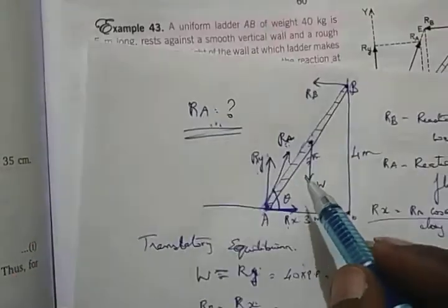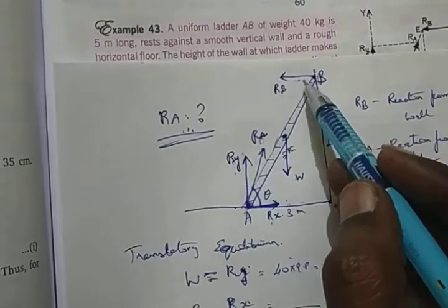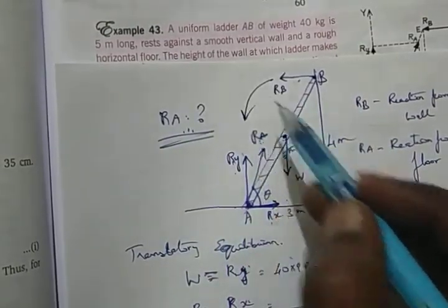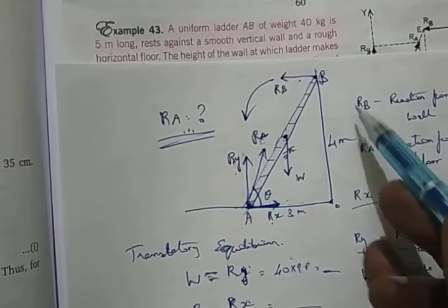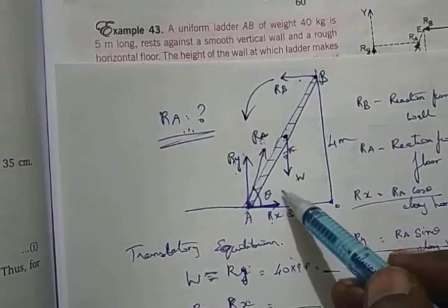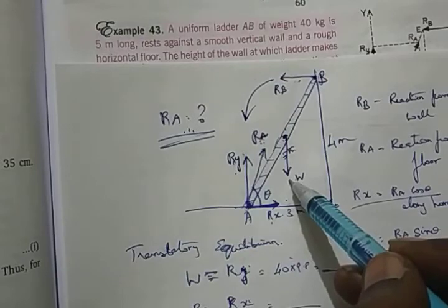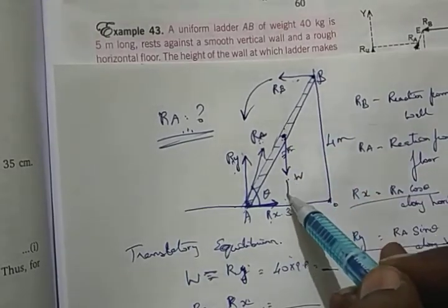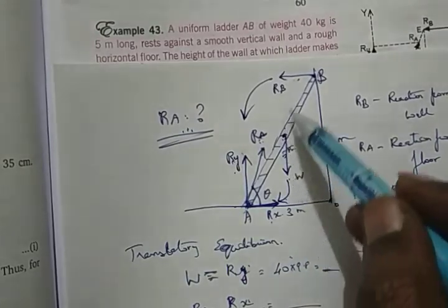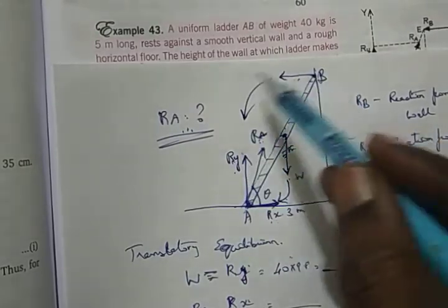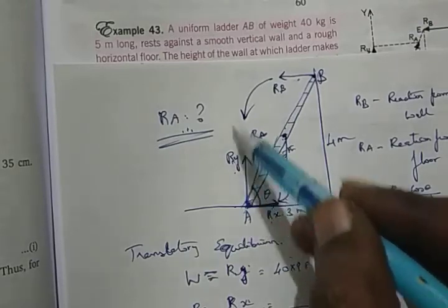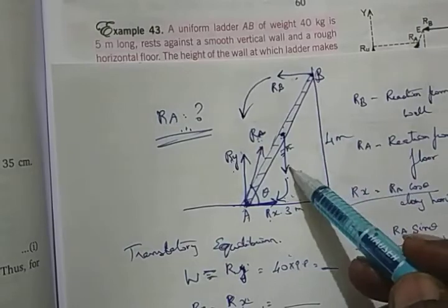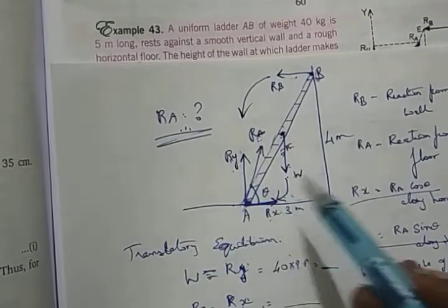So if point A is the axis of rotation, what happens here? Keeping point A fixed, pull this one, so it will rotate like this. Now what happens to W? If you pull the force down, it will rotate like this. So this is the anti-clockwise direction and this is the clockwise direction. Only two forces are there, RB and W, and everything else is cancelled here itself.